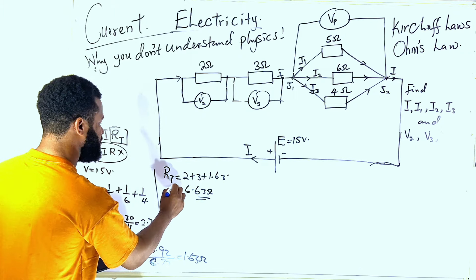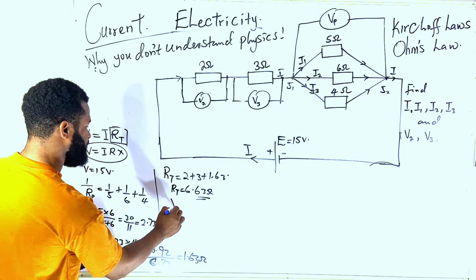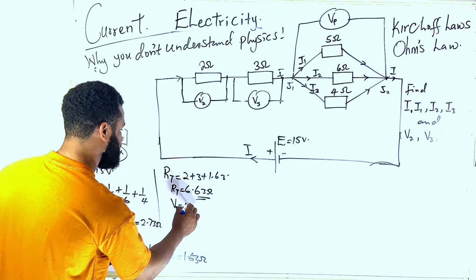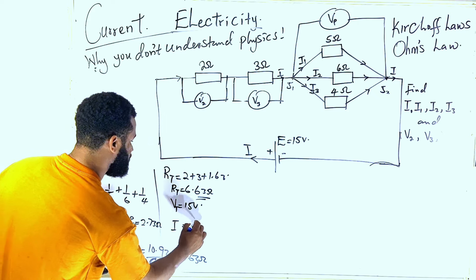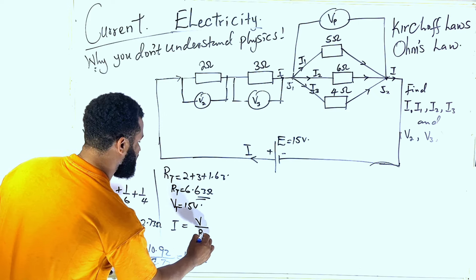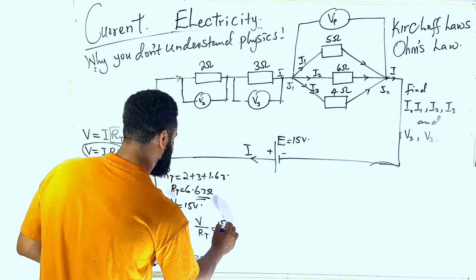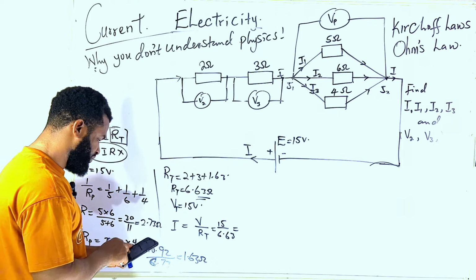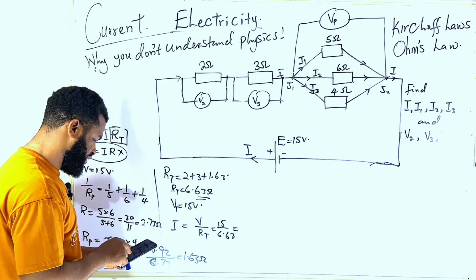I have gotten my RT to be this. So the total voltage of the circuit is going to be 15 volts. Current is going to be total voltage all over total resistance, which is 15 divided by 6.63, which is going to be 2.26 amps. So the total current flowing in this circuit is 2.26. So that is the current.